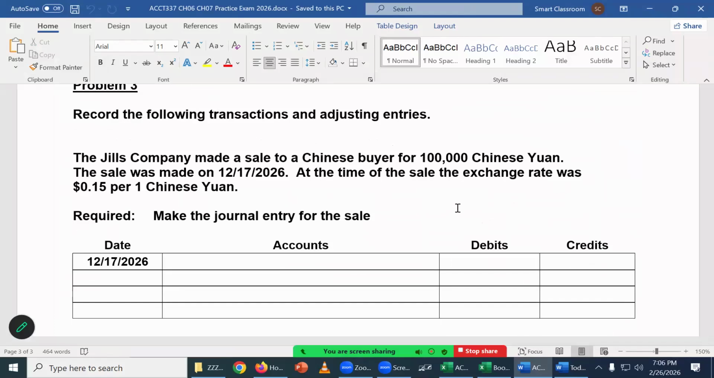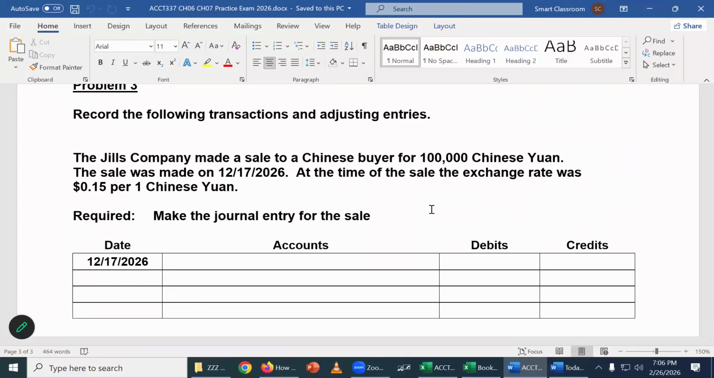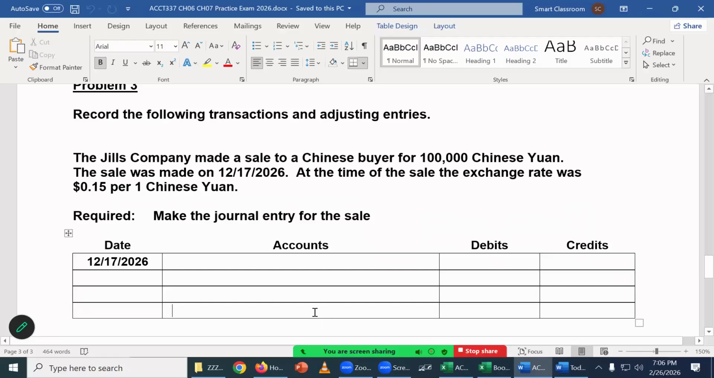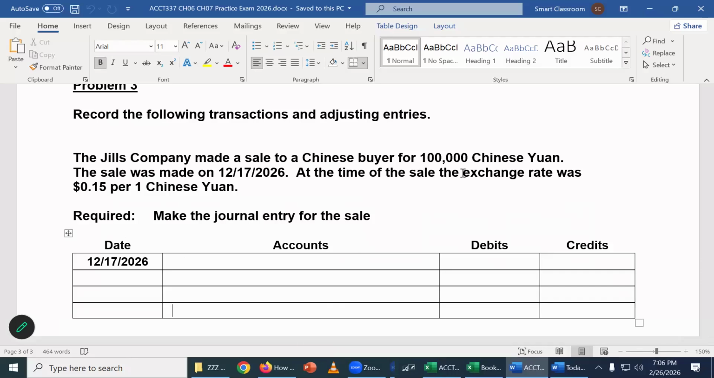Jill's company made a sale to a Chinese buyer for 100,000 Chinese yuan. The sale was made on 12/17. At the time of the sale, the exchange rate was 15 cents US dollars for 1 yuan. So notice what's happening here. We're making this sale, but it's not in US dollars. We're not going to get US dollars. We're going to get 100,000 Chinese yuan. If it was in US dollars, we just make it like any other sale in US dollars.